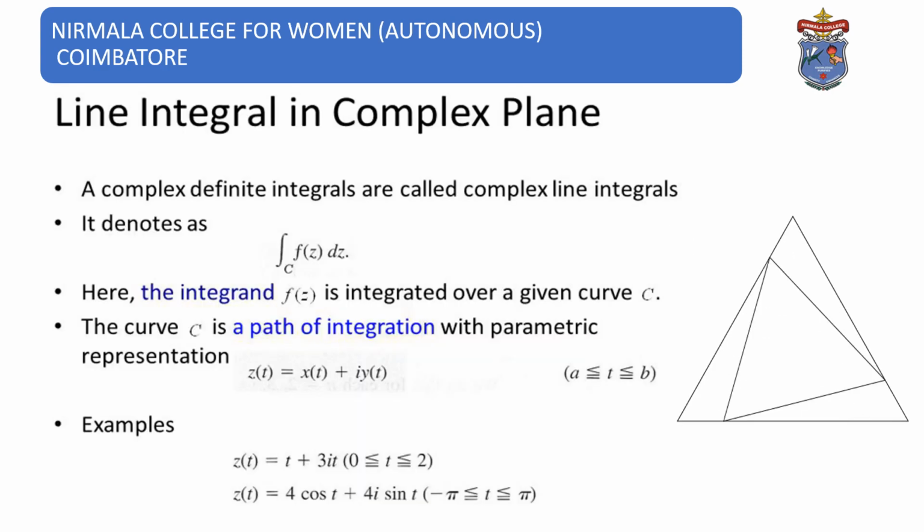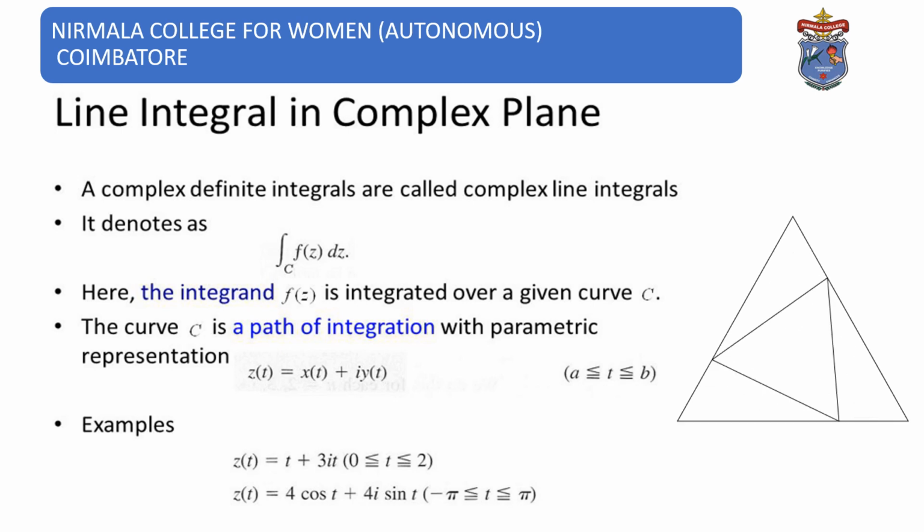Line integral in complex plane. A complex definite integral is called a complex line integral. It is denoted by integral over C f of z dz. Here, the integrand f of z is integrated over the given curve C. The curve C is called the path of integration, and its parametric representation is given by z of t equal to x of t plus i y of t, where t lies between a and b.